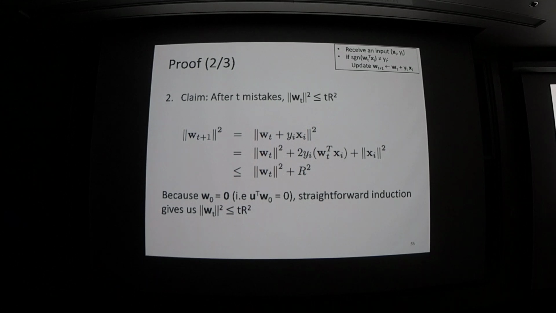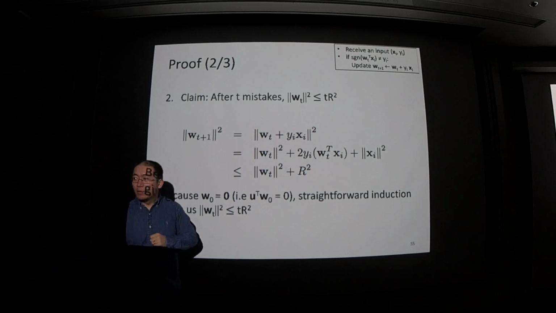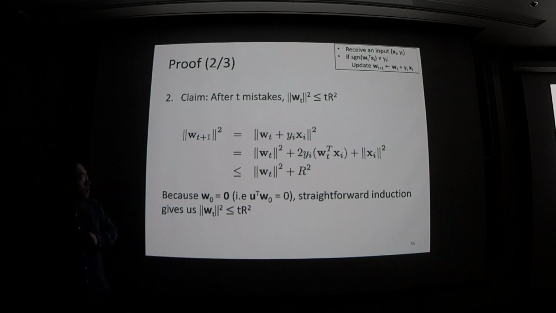But for induction, don't we have to show that w sub t plus 1, the norm of that squared is less than t of r squared, but it looks like at the bottom we get that it's less than t of r squared plus r squared. I didn't get the point. Don't you have to show that w_{t+1} is less than t r squared for induction? Or am I confused?